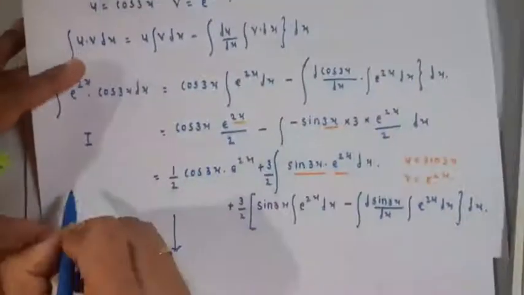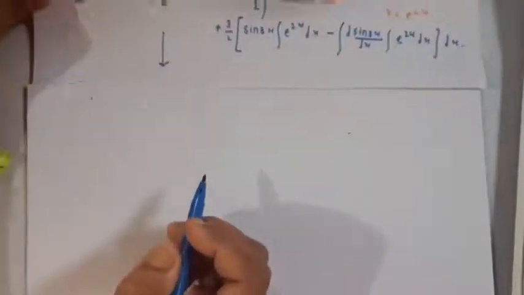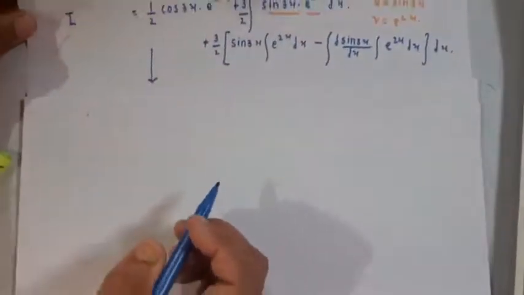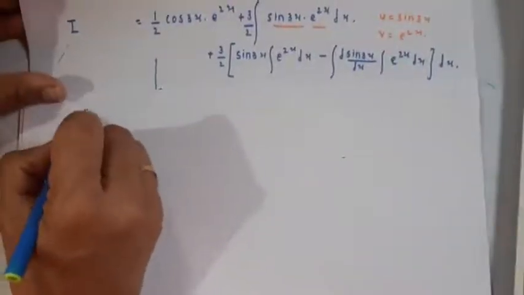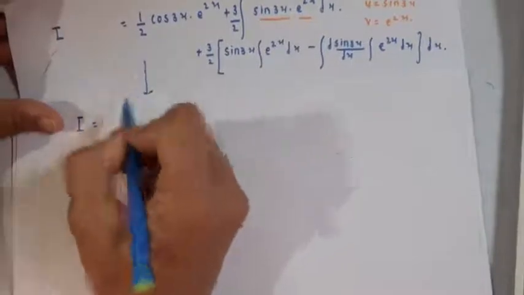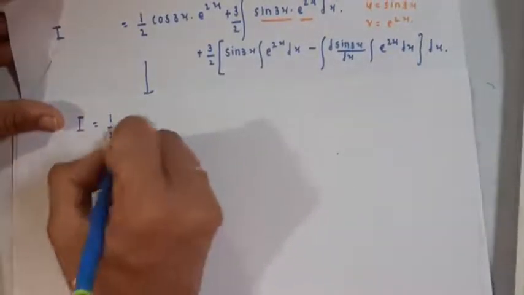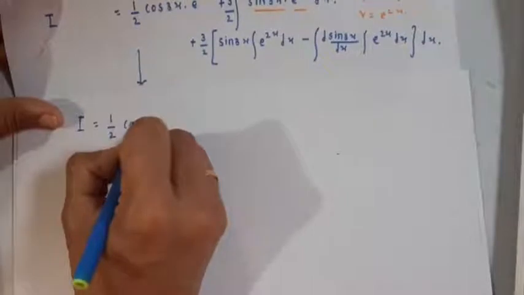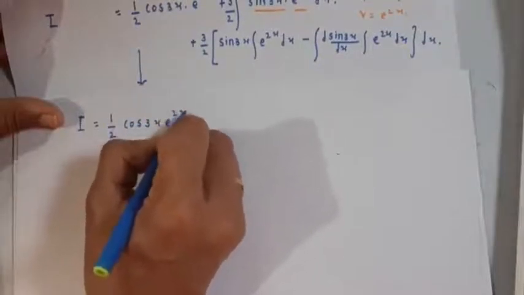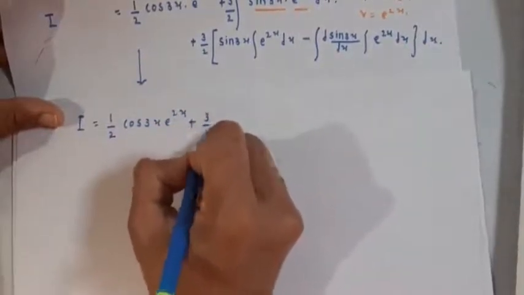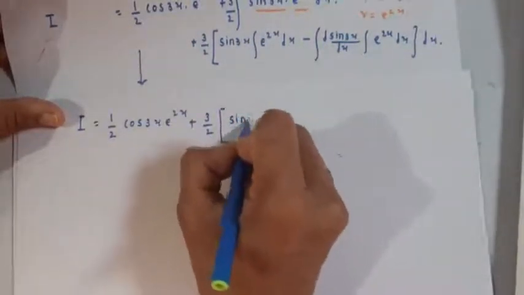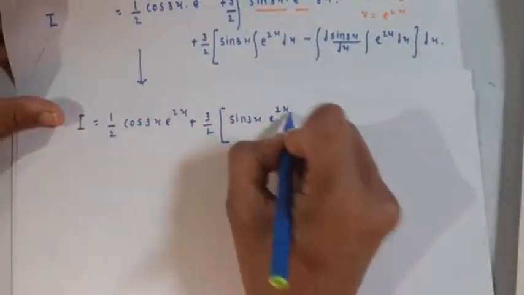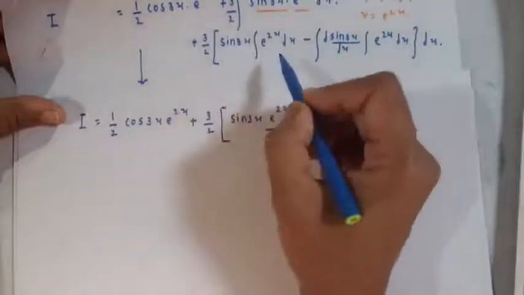Now this is integration I equal to, so here integration I equal to the term as it is, that is 1 by 2 cos of 3x e raised to 2x plus 3 by 2 outside the bracket sine of 3x as it is.